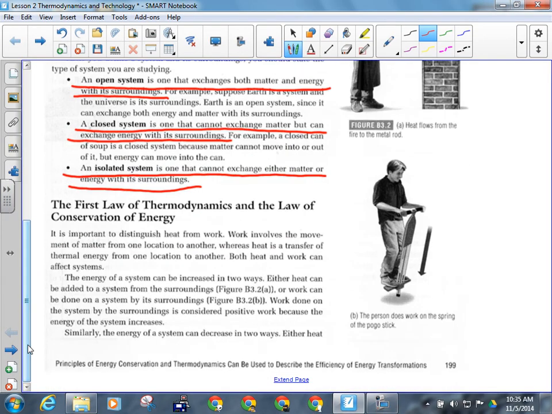Alrighty. Now, the first law of thermodynamics. Okay, the first law of thermodynamics talks about the law of conservation of energy. In fact, they're essentially the same thing. Energy can't be created and it can't be destroyed. It is essentially just like the law of conservation of mass. Matter can't be created, can't be destroyed.